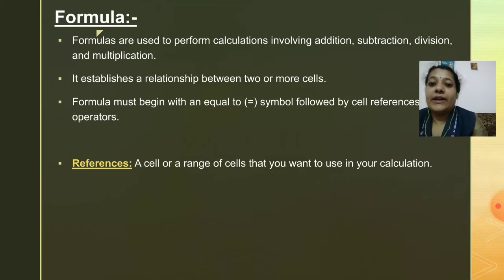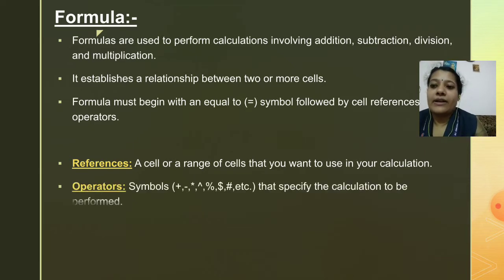Now we will see some of the elements in the formula. First element, it is about the reference. Reference means a cell or range of cells that you want to use in the calculations. So here you are mentioning the range for the calculation. From which cell to which cell you need to add, which cell to which cell you need to do the multiplication, like that range you can mention. So that we call it as a reference.